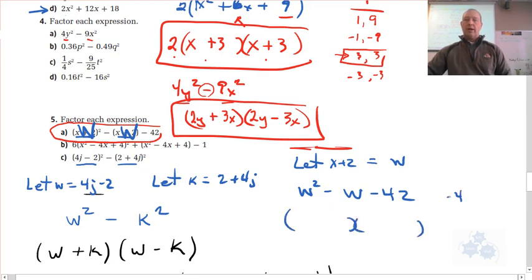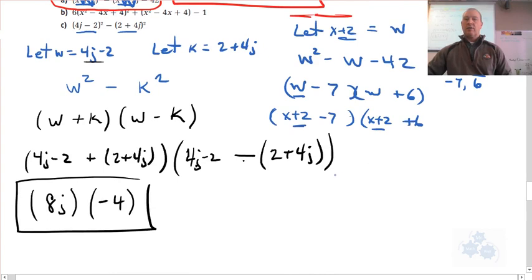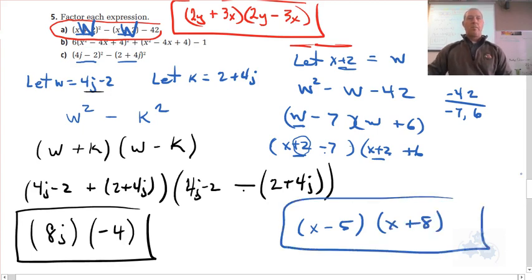2 numbers that multiply to negative 42 and add up to negative 1, well, that's going to be negative 7 and positive 6, isn't it? So this is going to be w minus 7, w plus 6. Now I substitute back in and I get x plus 2 minus 7. That's this w now substituted here. And x plus 2, again, plus 6. And you go ahead and simplify that. Gather like terms. 2 minus 7, that's going to be x minus 5. And 2 and 6 is going to be x plus 8. And that's your factored expression there for this one right here.